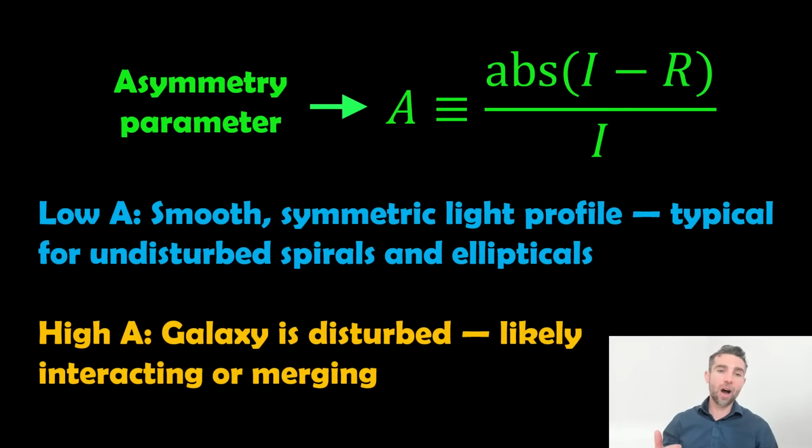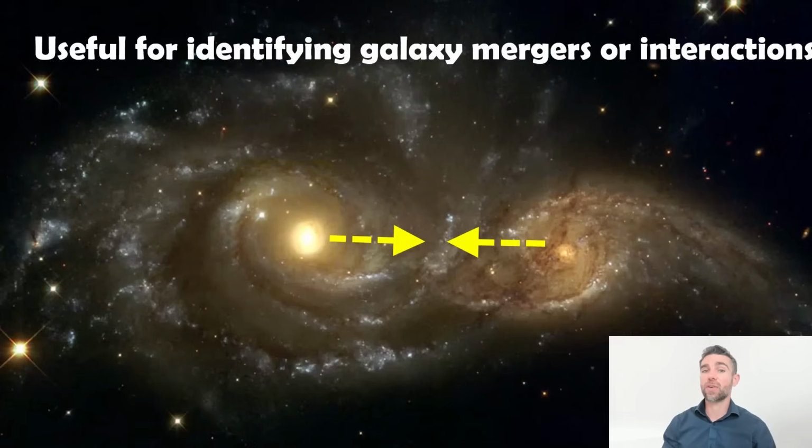And if we have a high A, a high asymmetry parameter, it's likely telling us that this galaxy is disturbed. It's either had a merger with another galaxy, or it's tidally interacting with another one which is distorting it, pulling it away from that normal symmetric profile. So it's pretty useful for identifying galaxy mergers or interactions at much further distances. If we can't see that occurring, this structural indice or parameter will help us identify if that is ongoing or not.